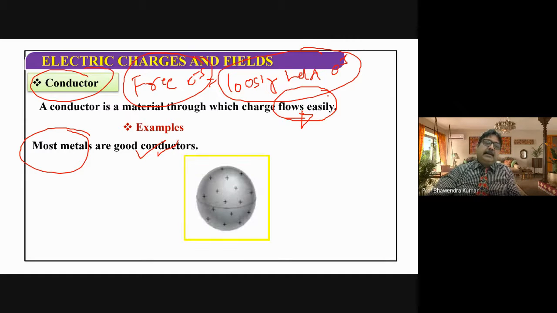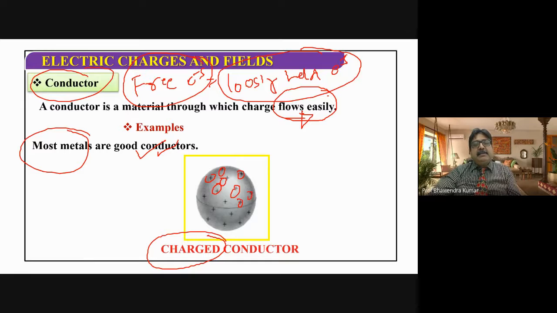Now, so far as the charge bearing capacity is concerned, when the conductor gets charged, for example, if it gets positively charged, and it will get positively charged when the electrons are removed from it. When we remove the electrons, then it will become positively charged, right? Now, when it becomes positively charged, because of the mutual electrostatic repulsion, the charge will get distributed uniformly on its surface. That is the property of a conductor.